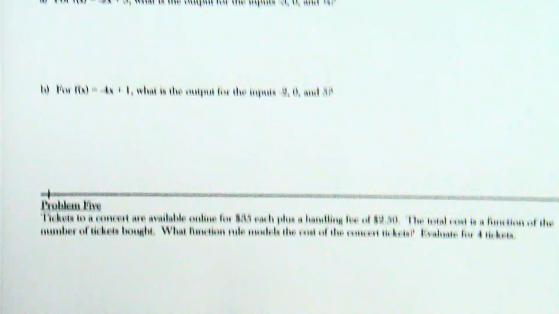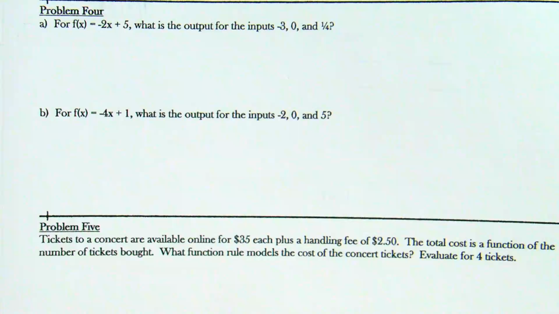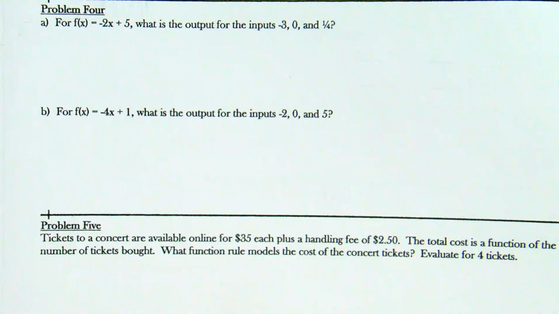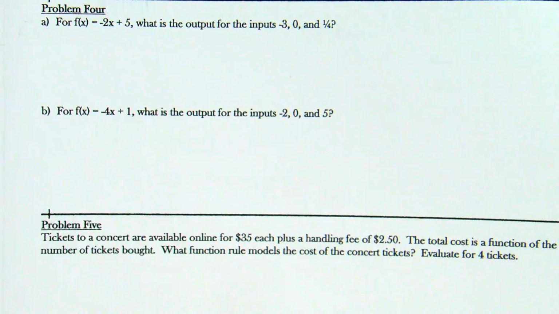On the back side, problem 4. For f of x equals negative 2x plus 5, what is the output for the inputs negative 3, 0, and 1/4? Okay, they got in all these fancy words. Interpret the words here. What is it they're asking? That's the key here: what is it that they are asking?